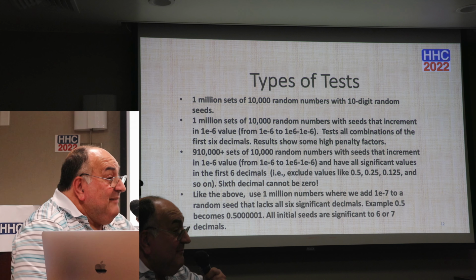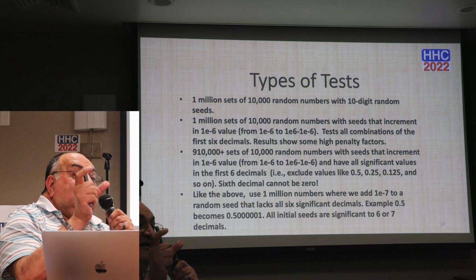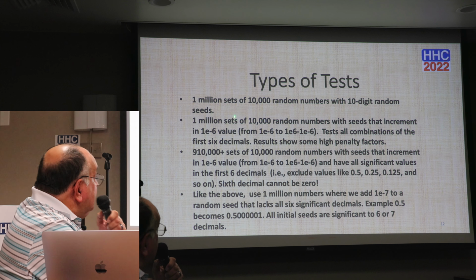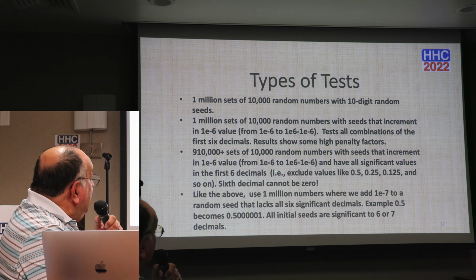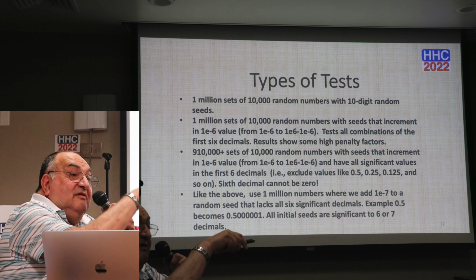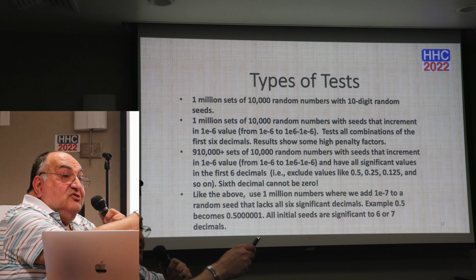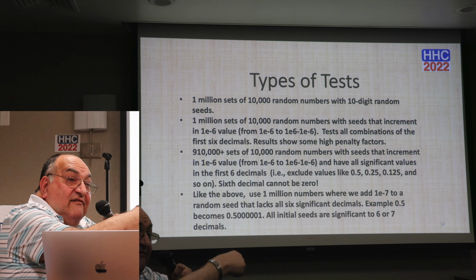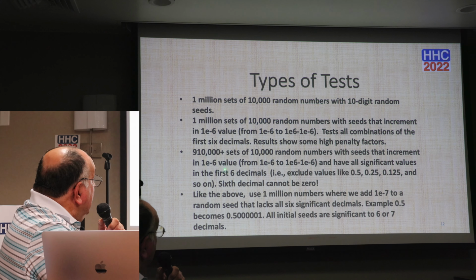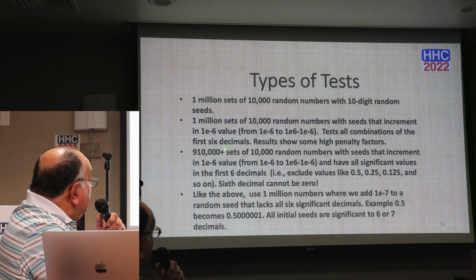Results actually show high penalty factors. Why? Those trailing insignificant zeros were bad news. Once I saw that, I said, what if I cure that by testing the 6th decimal digit? If it's 0, then I don't use it. If it is significant, then I include it. This way I lost 9 to 10% of my data.